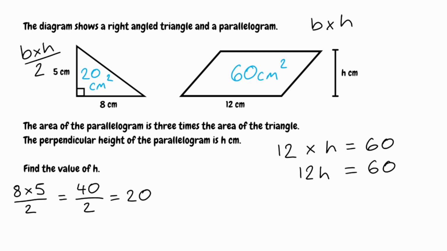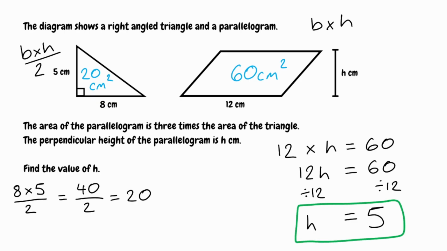And now because we're solving for h, we've got to do the opposite of times by 12, which is divide by 12. So I'm going to divide both sides of the equation by 12. So 12h divided by 12 becomes h is equal to, and then on the right, if we do 60 divided by 12, that gives us 5. So our value for h would simply be 5.